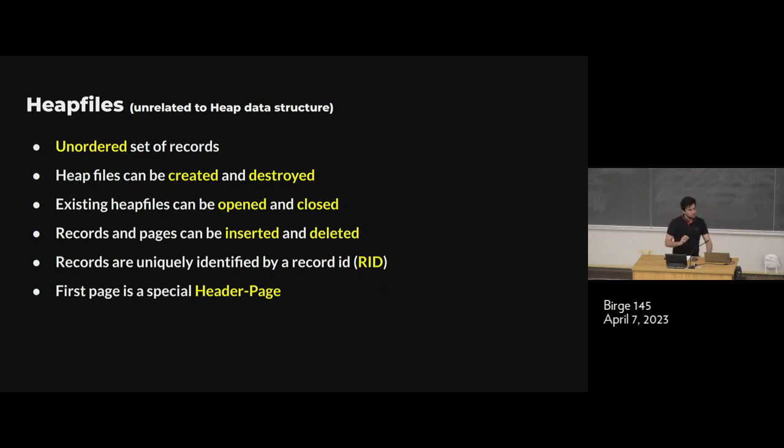There's also one more small detail about heap files: their very first page is a special page. It's called a header page. It's not like a regular page. The reason it's different is because it stores some metadata about the file itself. It does not store regular records or rows.